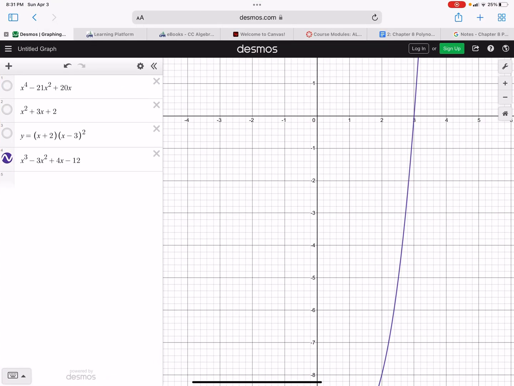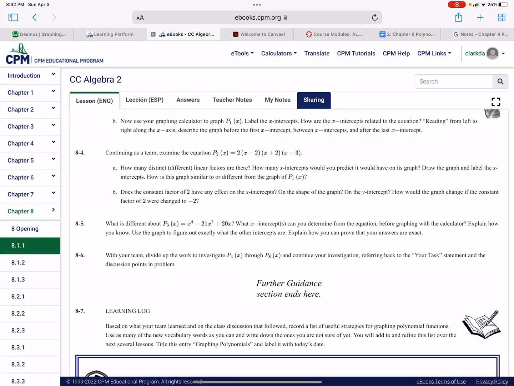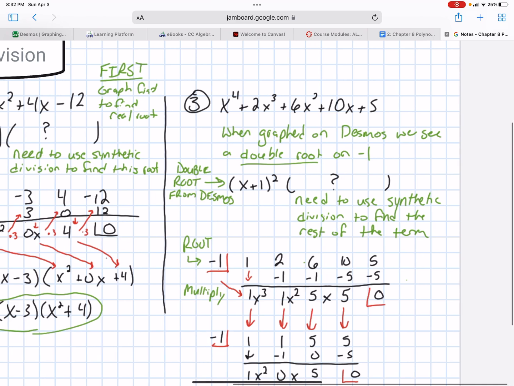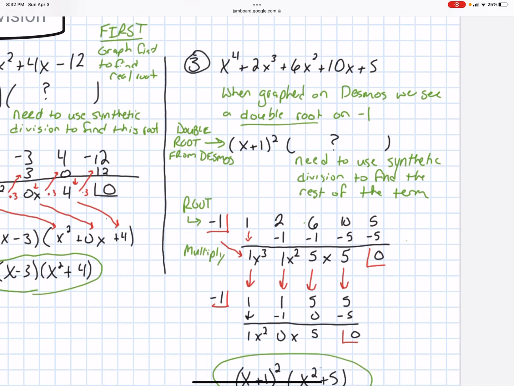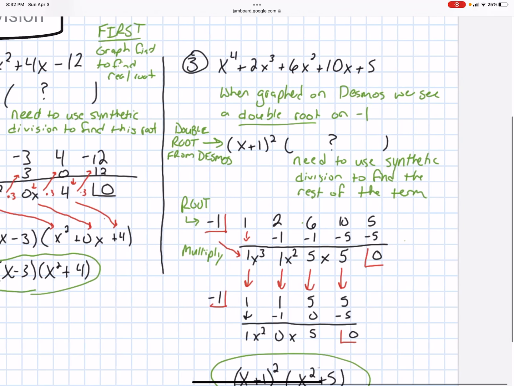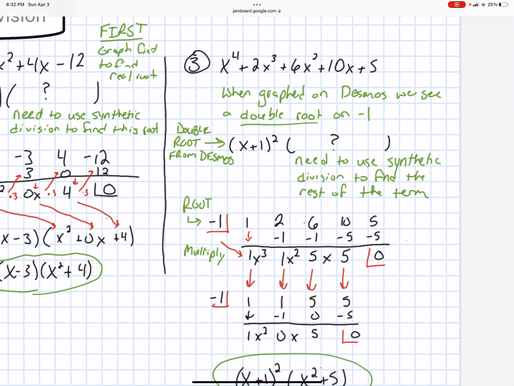Let's jump back over here to the notes. We had one more that we did on Friday. Okay, it was this one right here. And again, I'm just going to walk through this one. So you see right away, guys, that we have a 4th degree polynomial, right? You see that up top, okay?